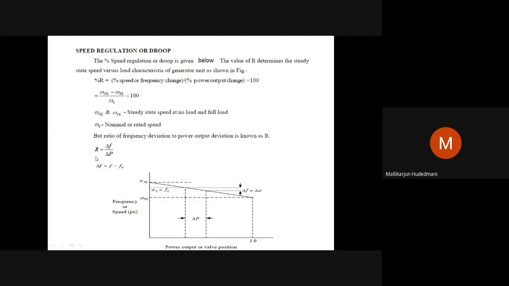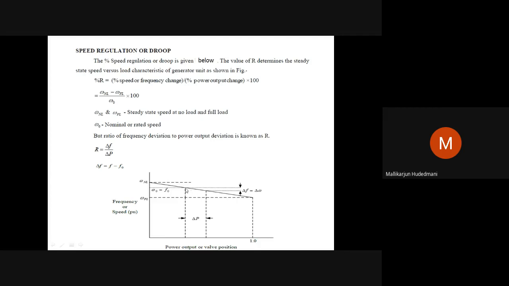So that is given by R equal to delta F by delta P. This delta F is called frequency deviation. How do you calculate this? Let us look into this curve as usual, as earlier. This is a curve plot of frequency versus power. Frequency need not be F, it can be omega also. Let's say a certain R percent line is drawn, and at omega naught it is delivering a certain output, say P naught.